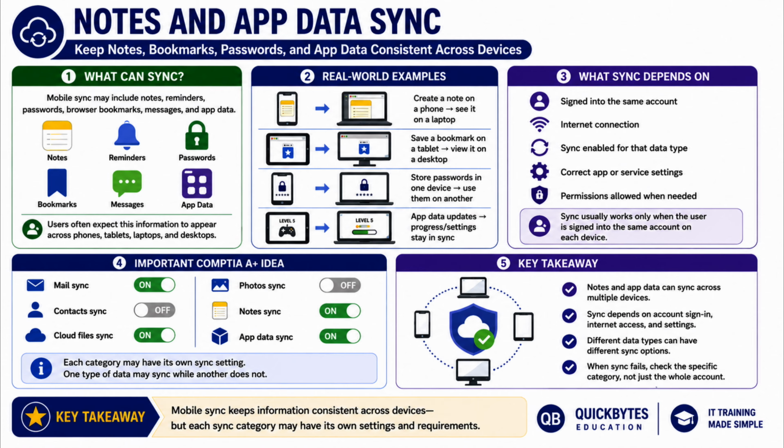For CompTIA A+, the important point is that sync is not always all or nothing. A user may have mail sync turned on, but contact sync turned off, or cloud files may sync, but photos may not. Each category may have its own setting.